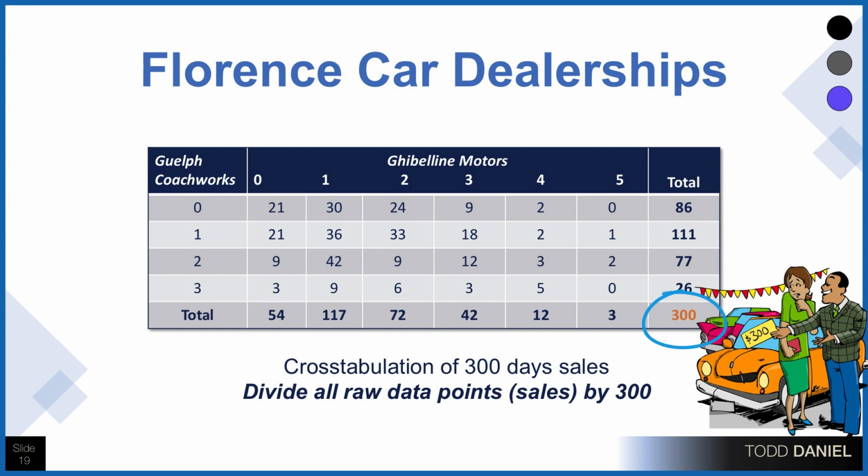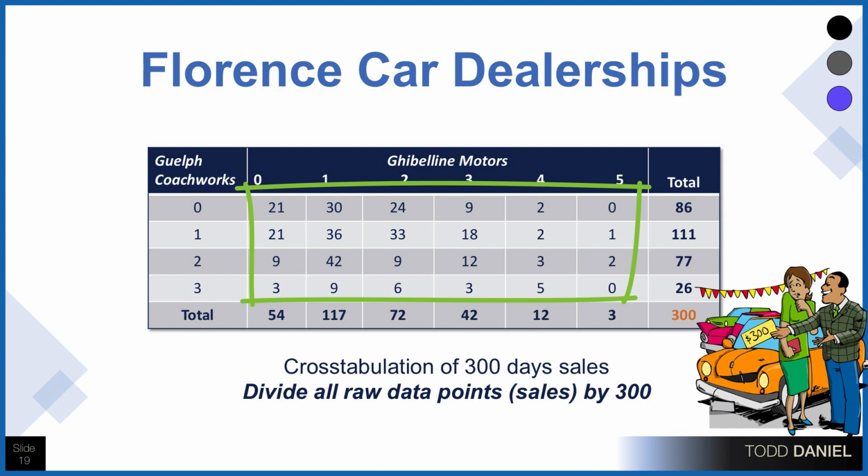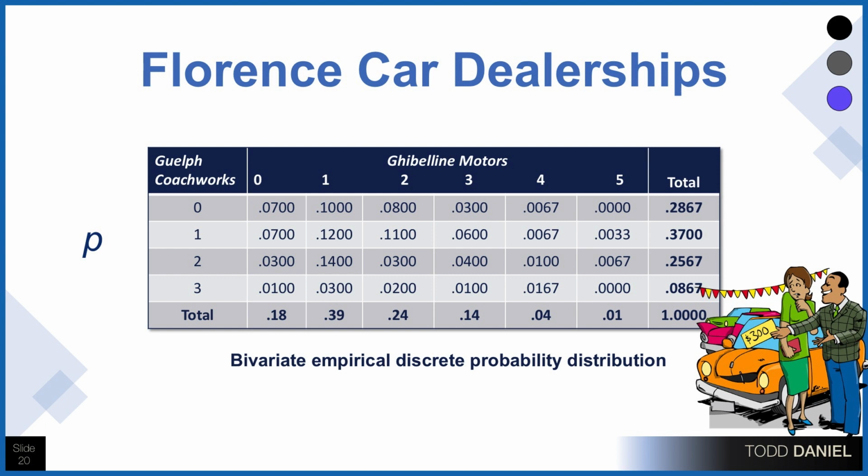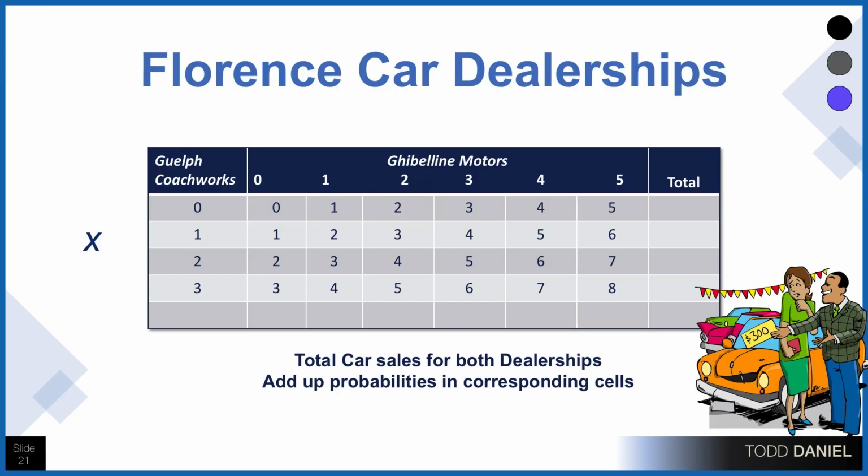What we would then do is divide each one of these sales numbers by 300, and that's where we're going to get our probabilities. What is the probability that both sold 0? It's 0.07. The probability that both sold 3 would be 0.01. There's one other thing that we would want to get in order to create our frequency table out of this, and that would be the number of ways that we could get to sales of 0 or 1 or 2.